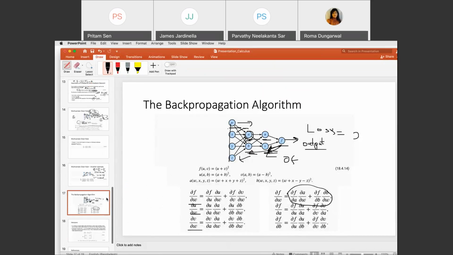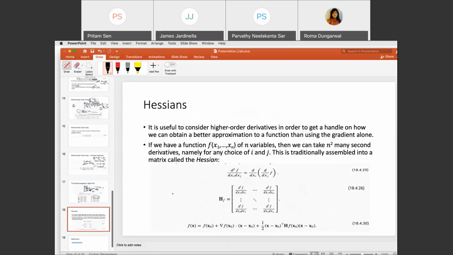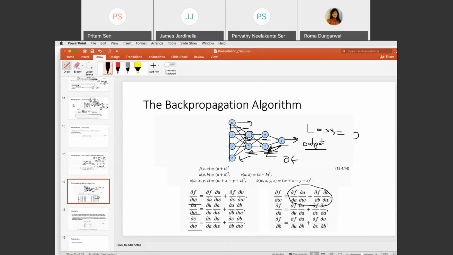Okay, one more remaining concept is the Hessian. It is for second order, or higher order, derivatives. Until now we only calculated the first order derivative, that means the change in f with respect to w. If we want to calculate once again, we can differentiate it again with respect to w.